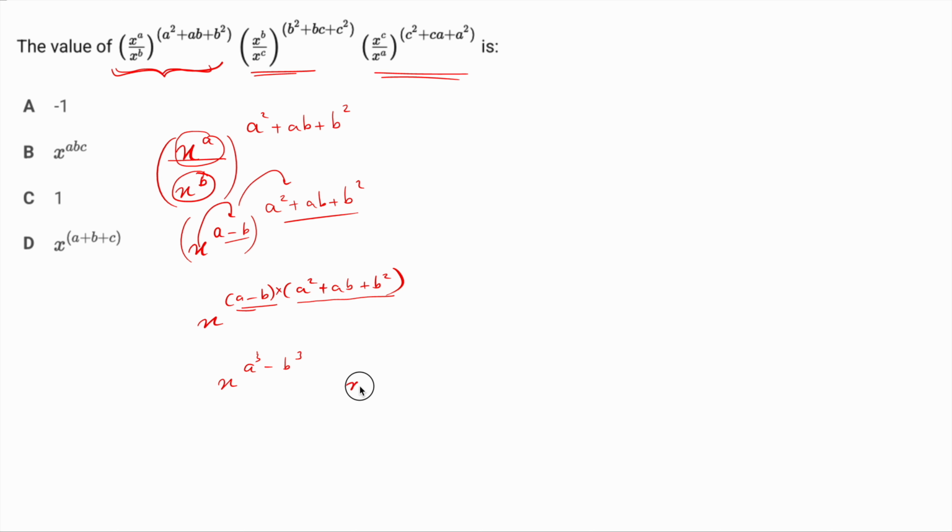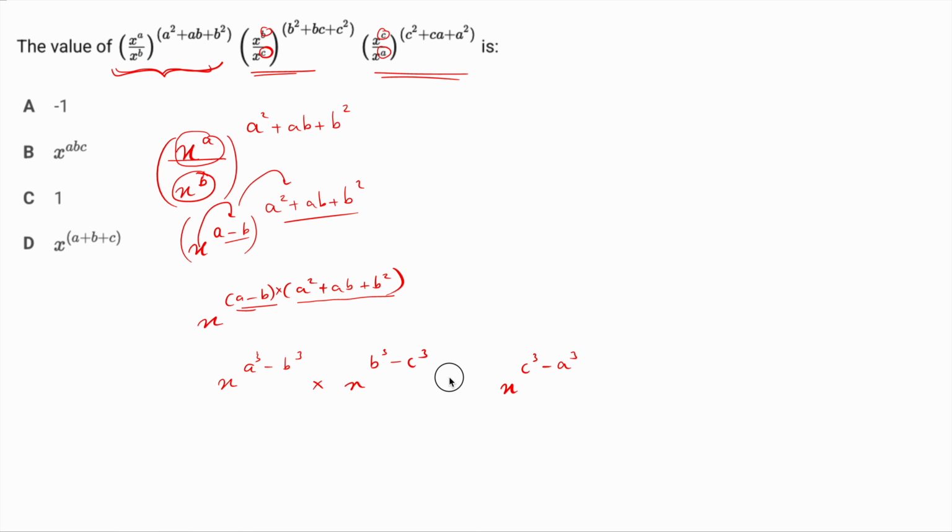Similarly, your second term will be x raised to b upon x raised to c. Finally, it will boil down to x raised to b cubed minus c cubed, exact same logic. And lastly, your third term is x raised to c upon x raised to a. This will finally boil down to x raised to c minus a into c squared plus ca plus a squared, that is x raised to c cubed minus a cubed.